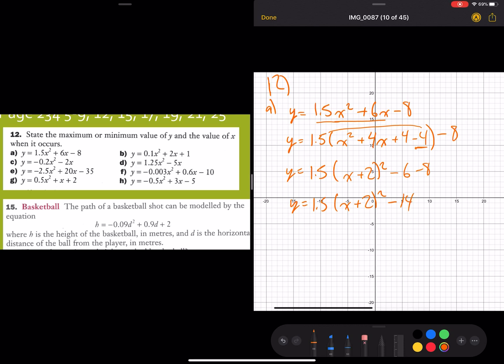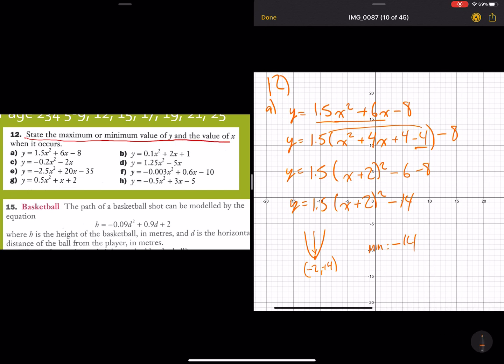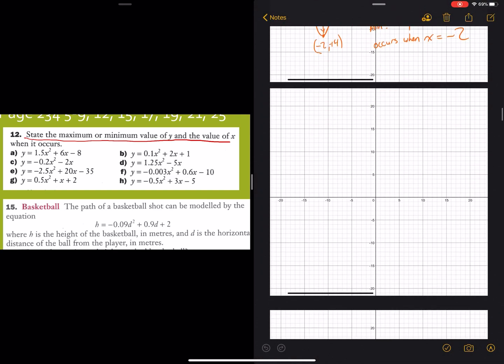So what's the maximum or minimum? Well, it opens up upwards, so it's a minimum. And our vertex, by the way, is minus 2, minus 14. So our minimum is minus 14. State the maximum or minimum value of y and the value of x when it occurs. Well, it occurs when x equals minus 2. Basically our vertex.